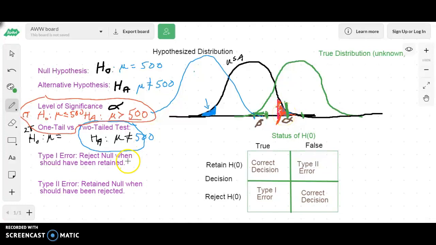All right, I'm going to finish this now, and the next screencast is going to pick up where we left off right here, and we're going to talk about what a type 1 and type 2 error is, and the whole idea here of having a correct decision versus an incorrect decision. All right, thank you.